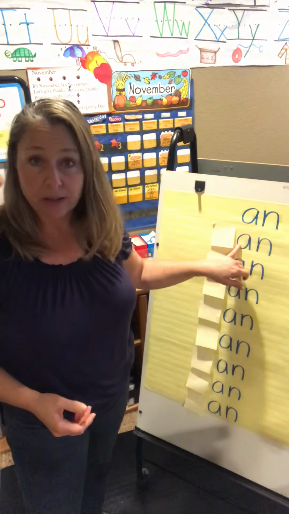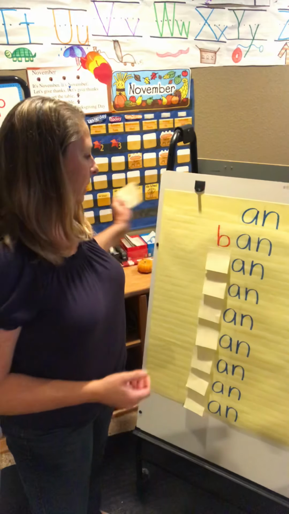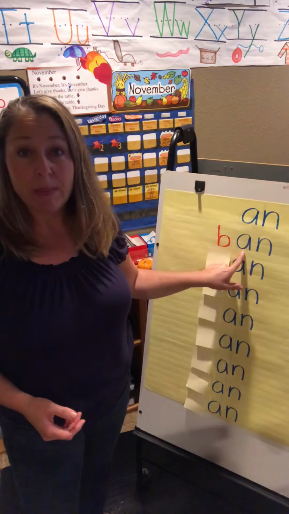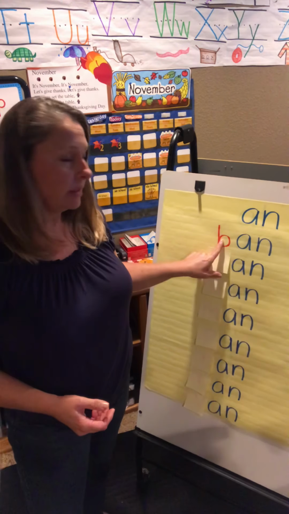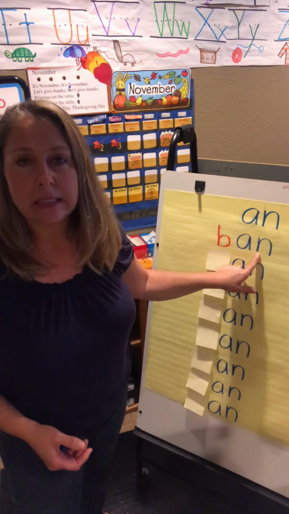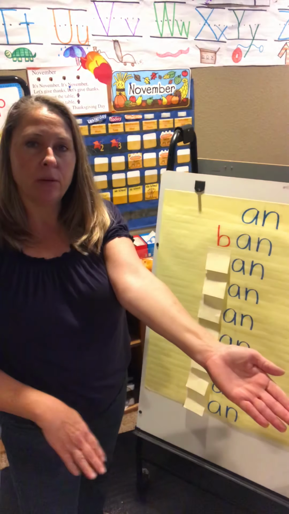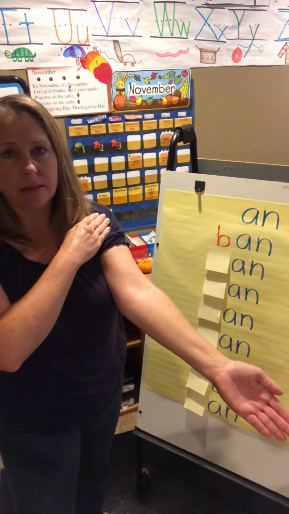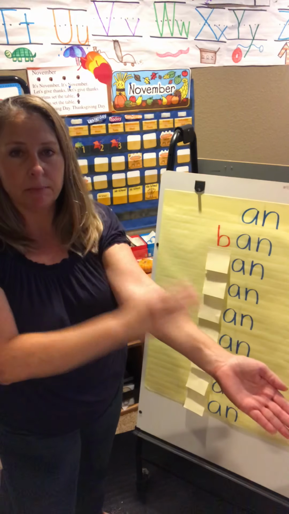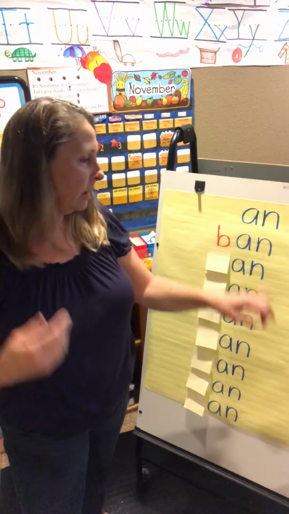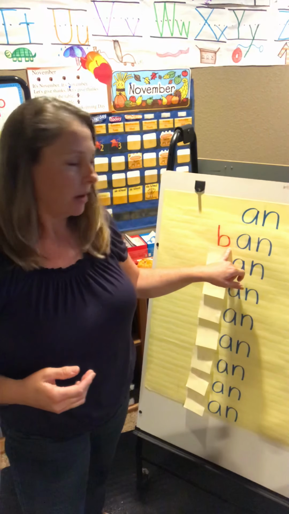All right, what happens though if we put the letter B in front of an? We make a new word. B says b, A says a, N says n. So stick your arm out. Here we go. B says b, A says a, N says n. B, a, n, ban. And to ban something means it's not allowed.